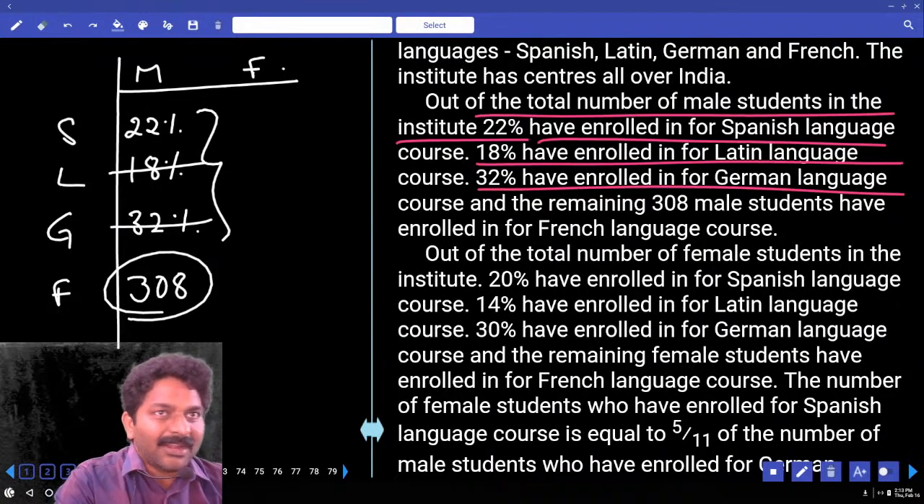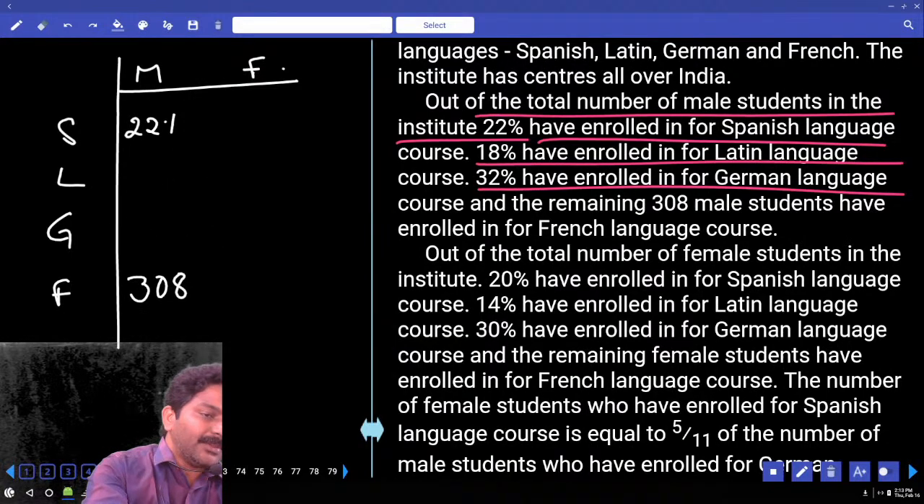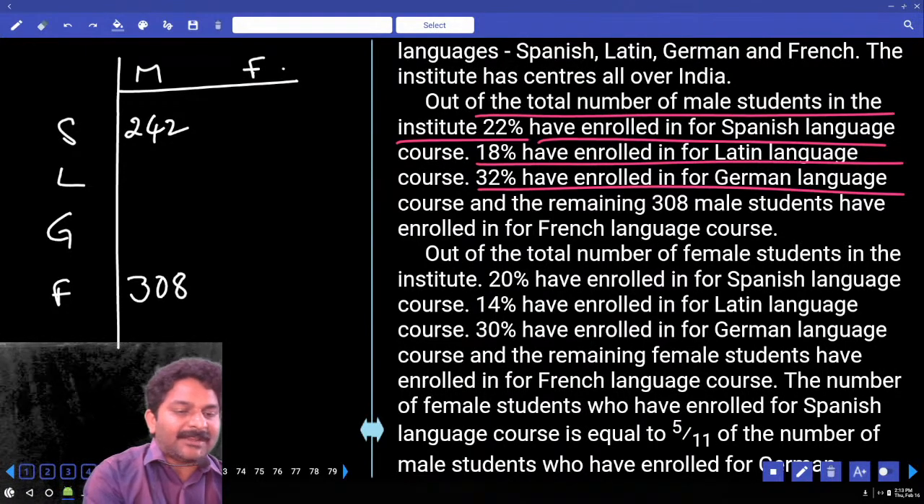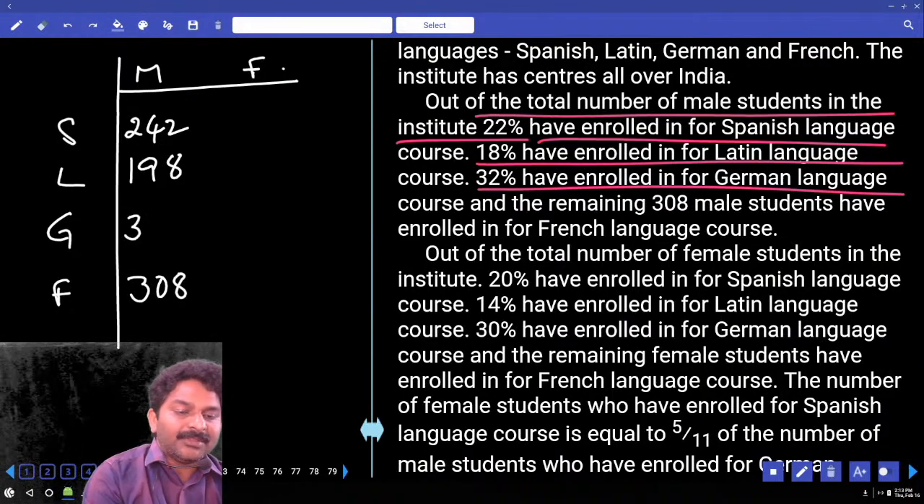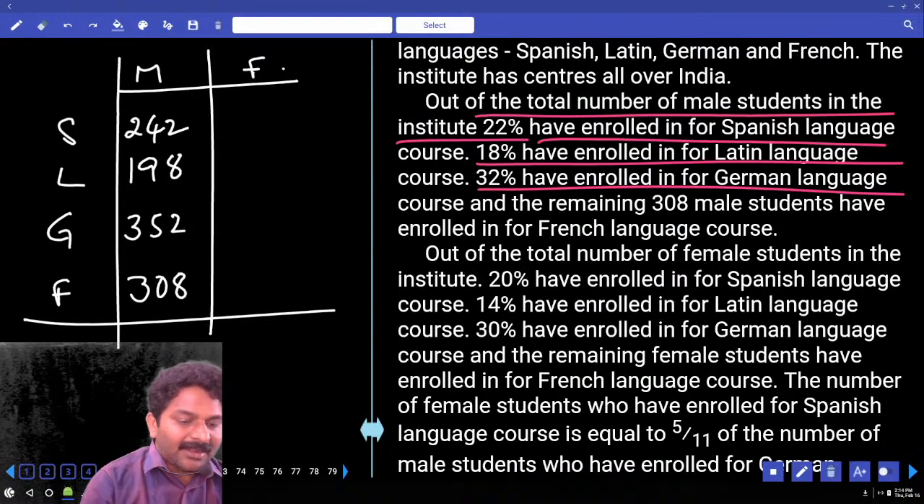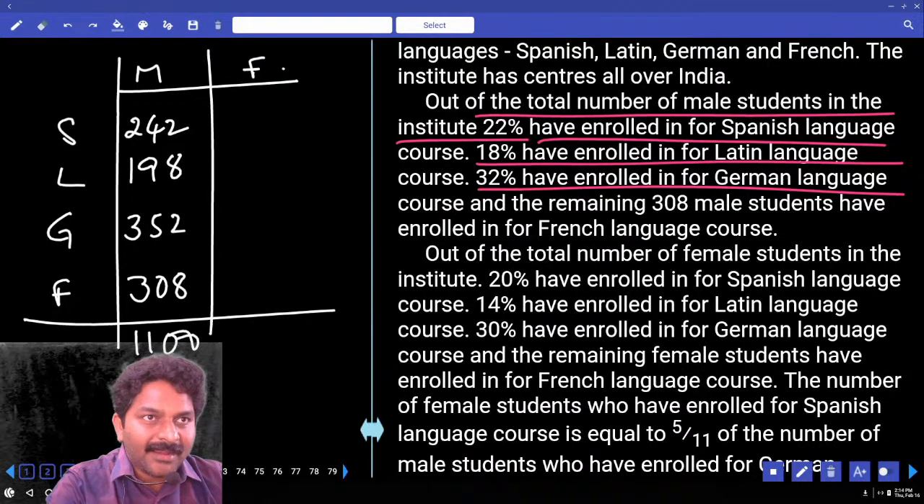28 times 11 is 308, correct. So let's multiply every number by 11. 22 times 11 is 220 plus 22, 242. 18 times 11 is 180 plus 18. Next, we have 32%. 32 into 11 is 320 plus 32, 352. What is 1%? 11. Then 100% is 1100. Total males are 1100.